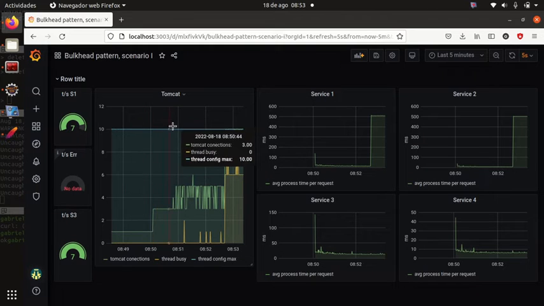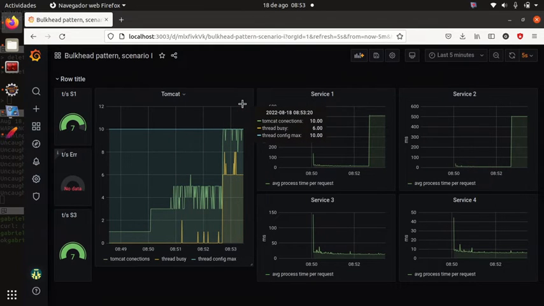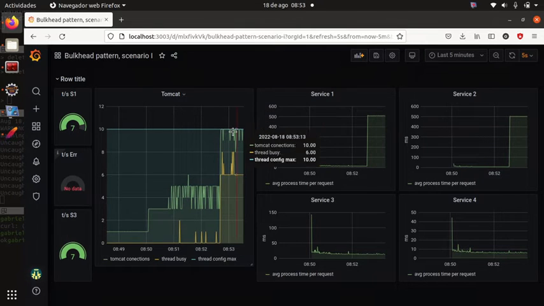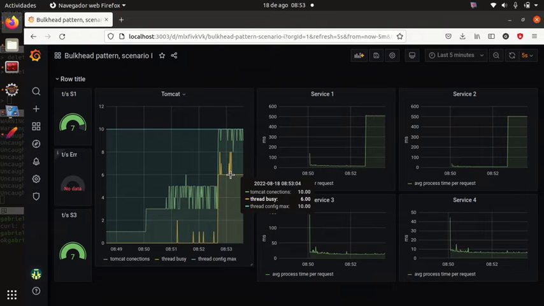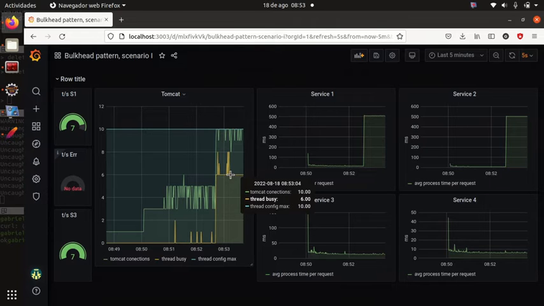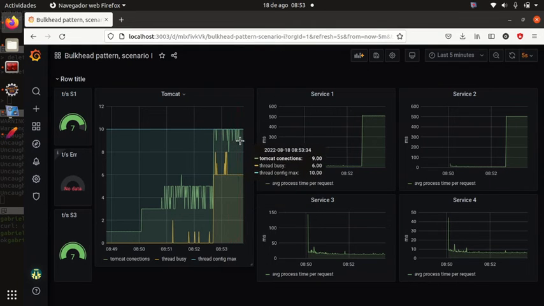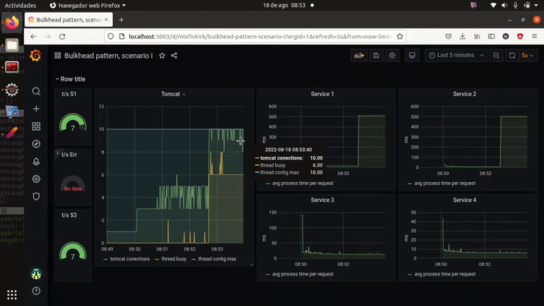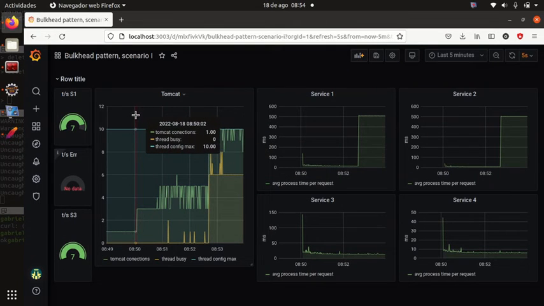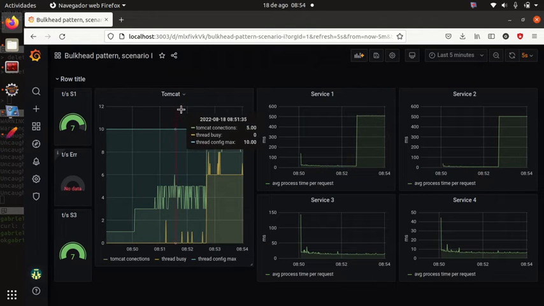But the problem is the server. As you can see, the number of busy threads has reached a maximum of 8 at some point, and now the service is using say six threads, and the number of connections varies from 9 to 10. I think that now the server is quite busy, but still is able to process all the incoming requests, I think.